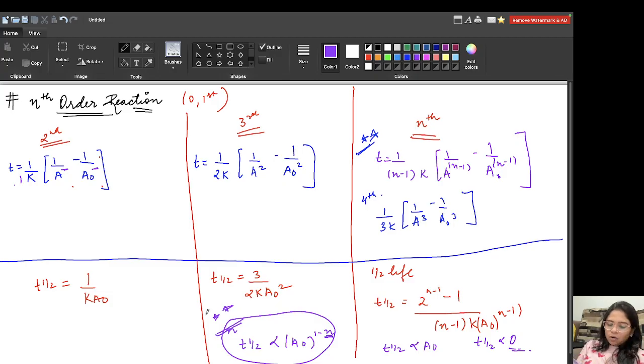In next video we'll be seeing methods to determine order of reaction. So there are 4 methods, very interesting methods. Now if any equation is given, any question is given, how will you find the order of reaction? We'll be solving it through some formulas.